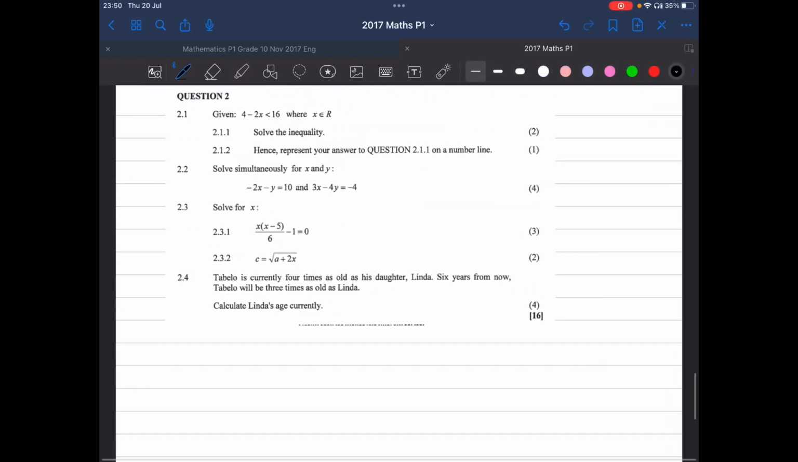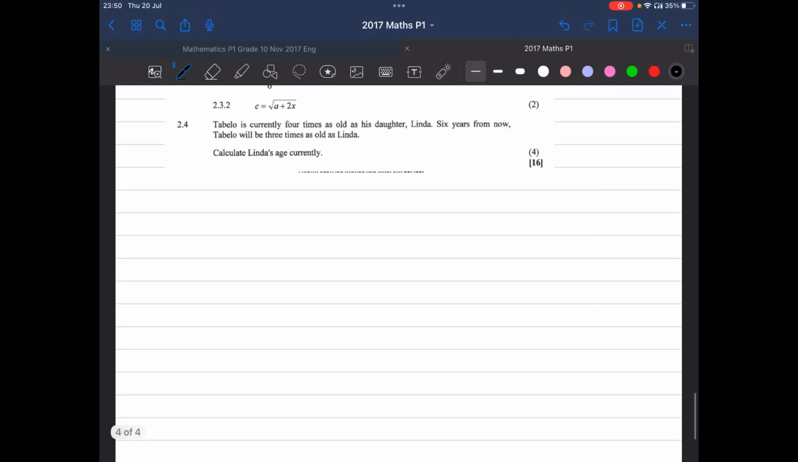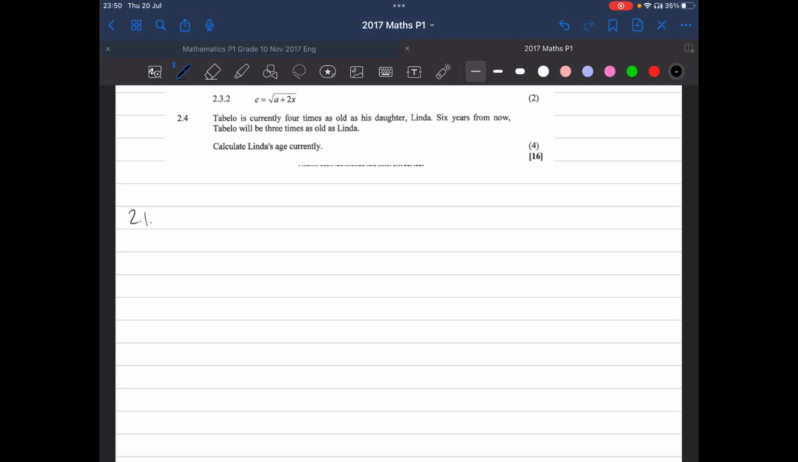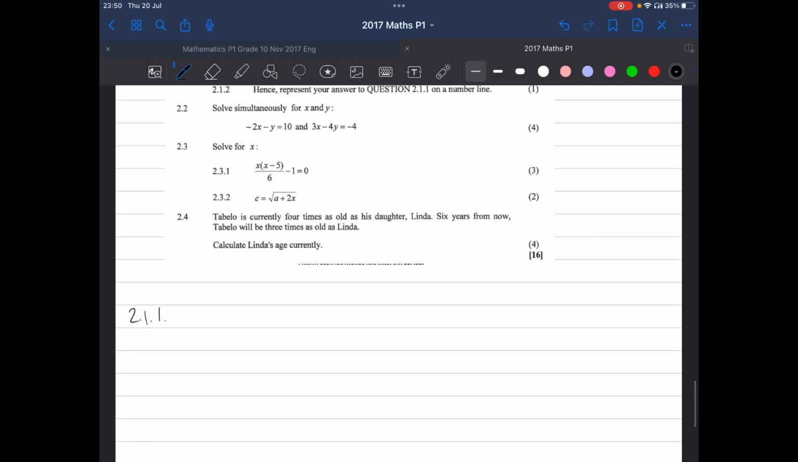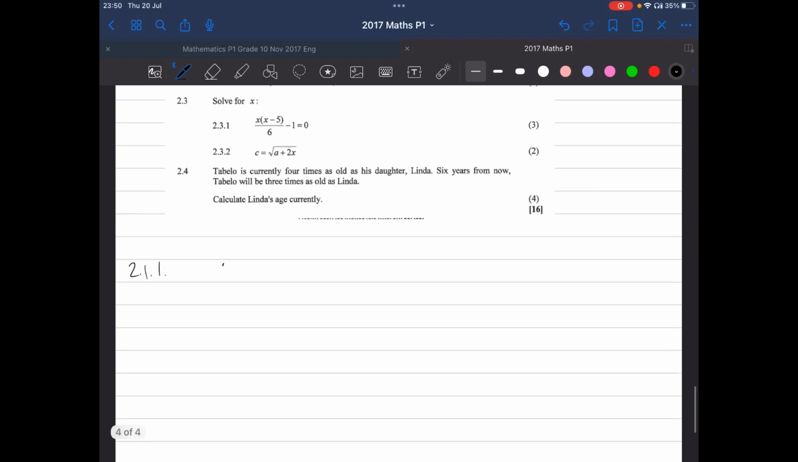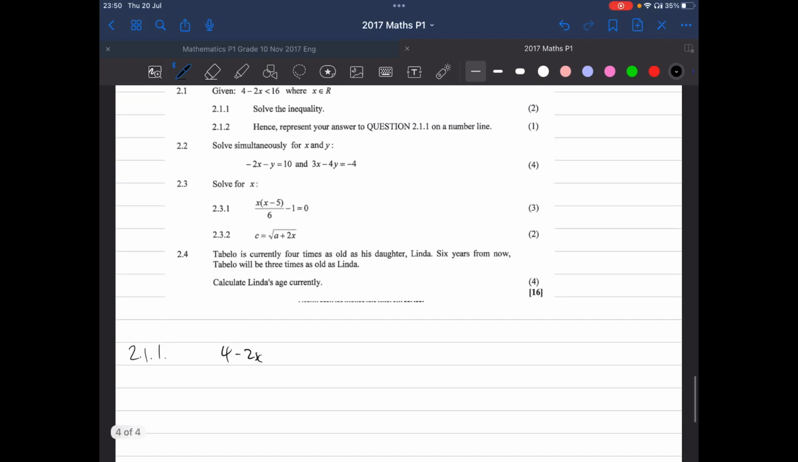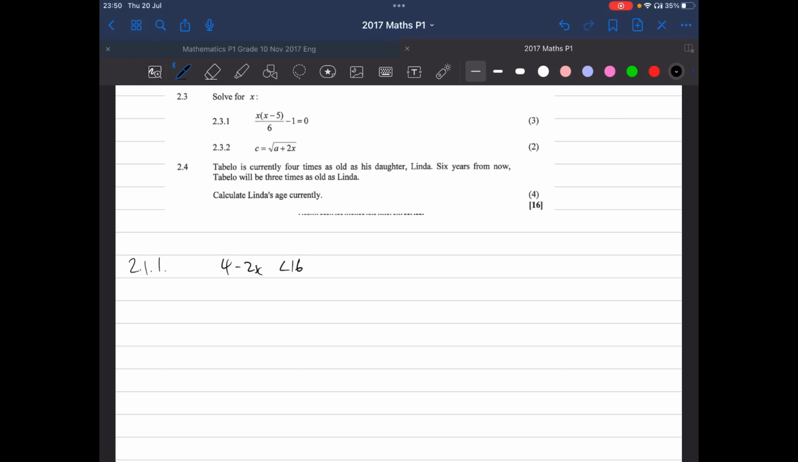Okay, let's look at question 2. Again, I've moved it to a separate document. Okay, given 4 minus 2x is less than 16, where x is a rational number, solve the inequality. Okay, so 4 minus 2x is less than 16.